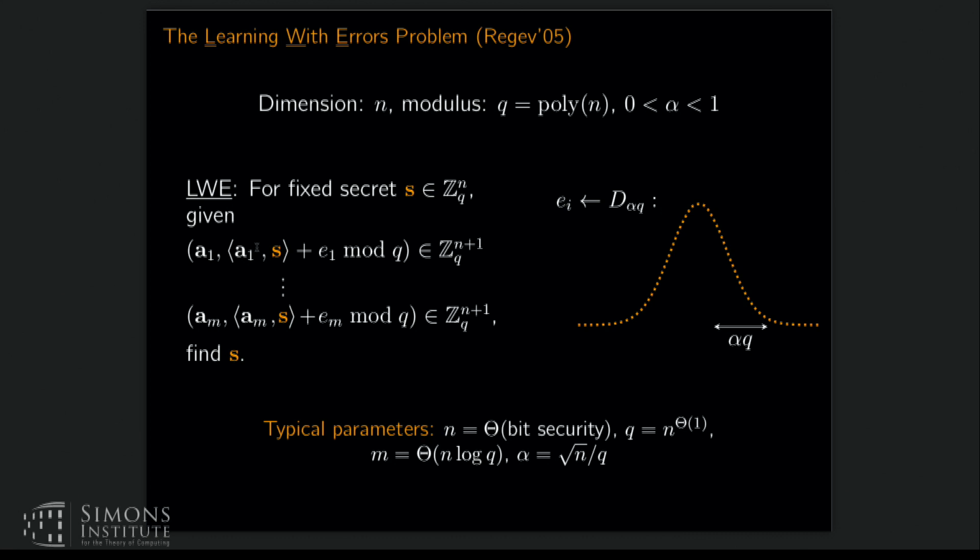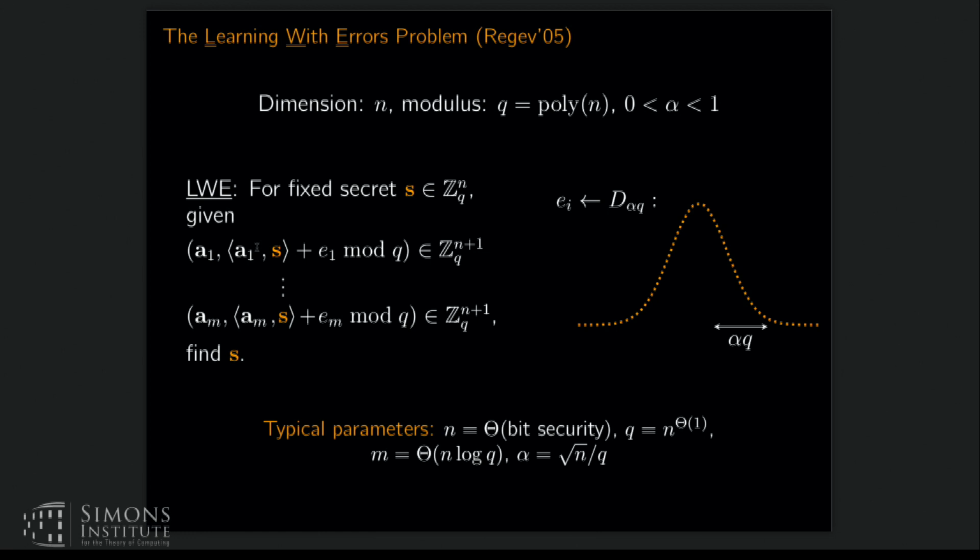This is a purely classical problem. We know how to build crypto from it. It's important to know how hard this problem is. Typical parameters would be n chosen as the bit security of your cryptosystem. You should think about q as being polynomial in n, like n squared or n cubed.